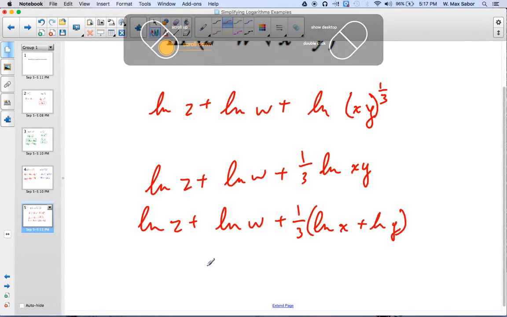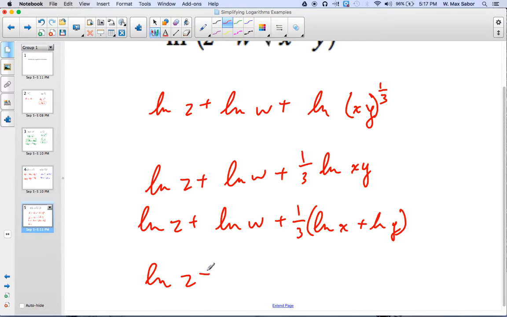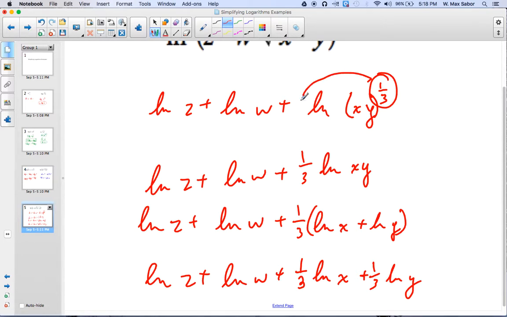Therefore, the final answer could look like natural log of z plus natural log of w plus 1/3 the natural log of x plus 1/3 natural log of y. And if you want to put these in alphabetical order, that'd be nice, but this gives you the main idea of what's going on. The power rule says that we can take this and write it as a coefficient to the entire thing, and the product rule says that we can take natural log of xy and write it as a sum of two separate logs. That's it.